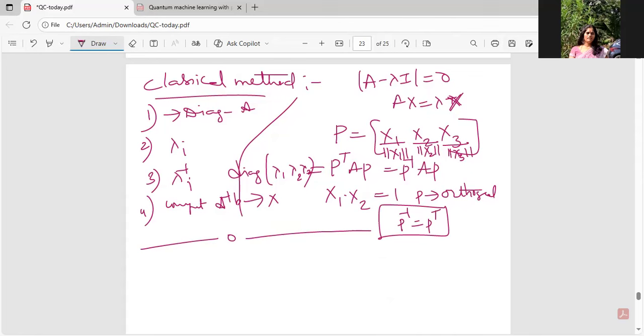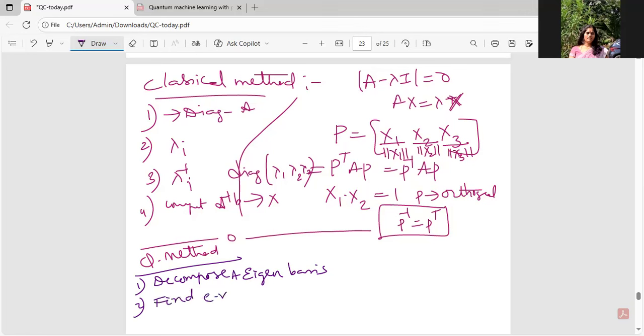I will write the method for quantum, how to solve the system of equations. What do I do in quantum? First, decompose A into eigenbases. You know bases, right? Computational bases, ket 0, ket 1. Once I decompose it into eigenbases, I start finding out eigenvalues.